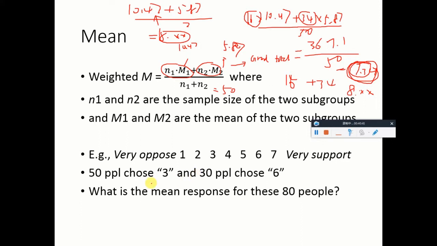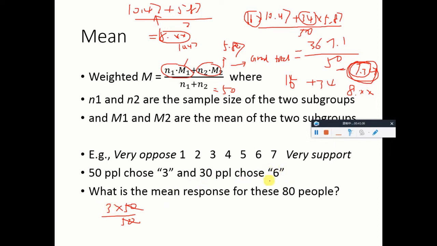So first of all, if all 50 people chose 3, that simply means the average of these 50 people is 3, right? The grand total for these 50 people is 3 times 50. There are 50 of them, so these two 50s cancel out each other, and the average is 3.